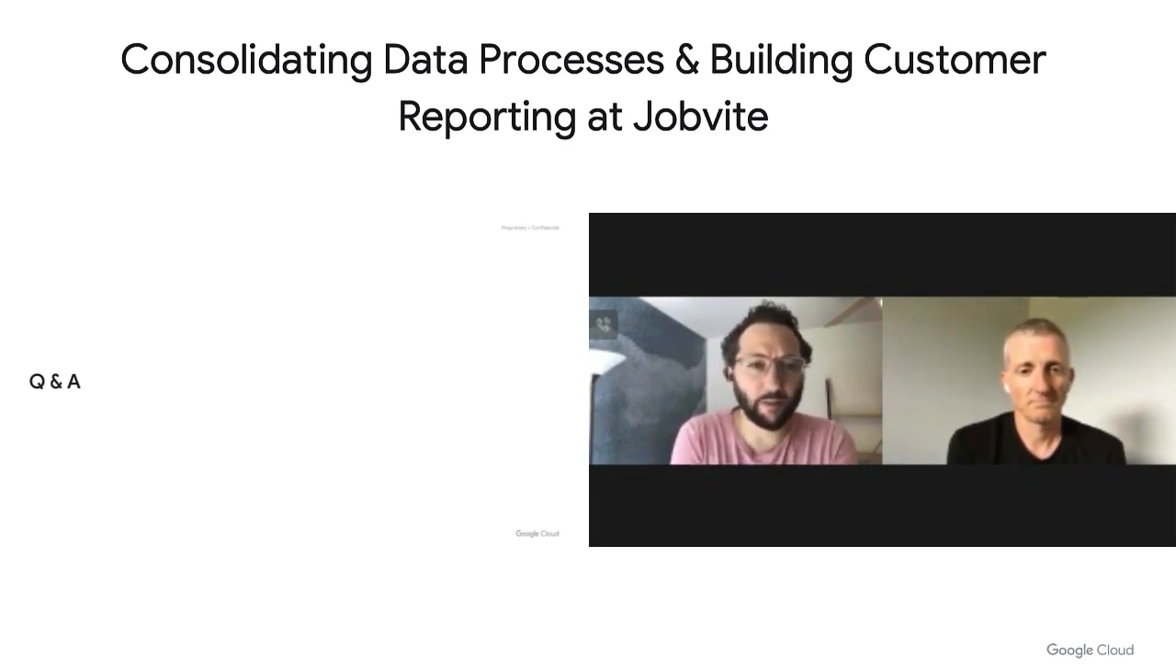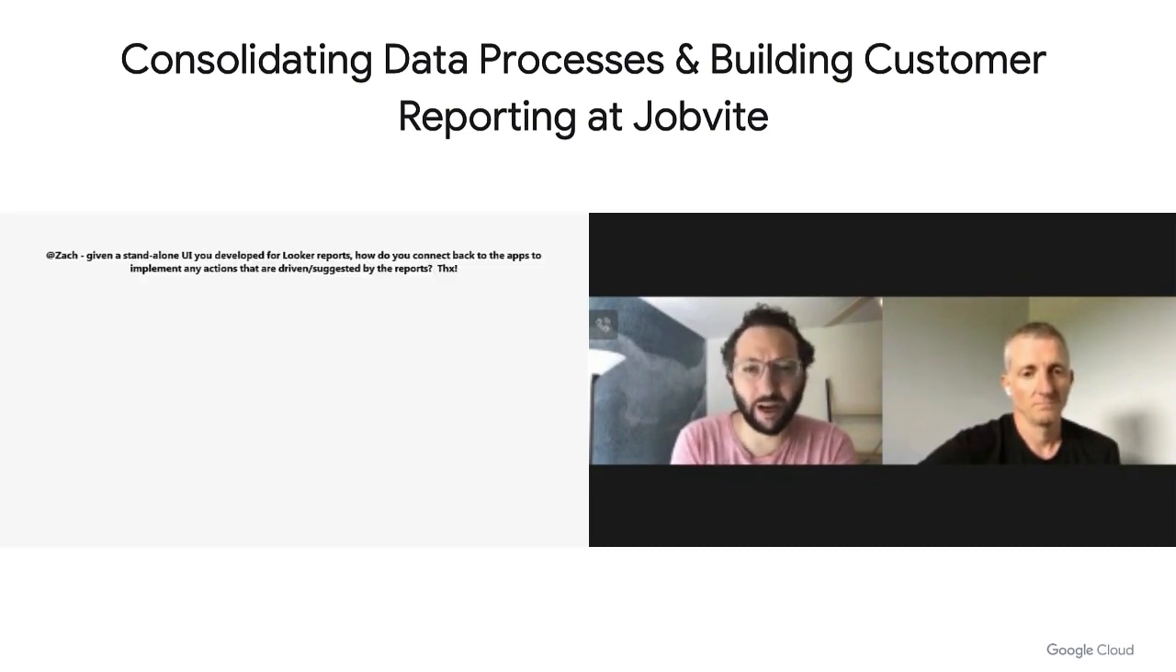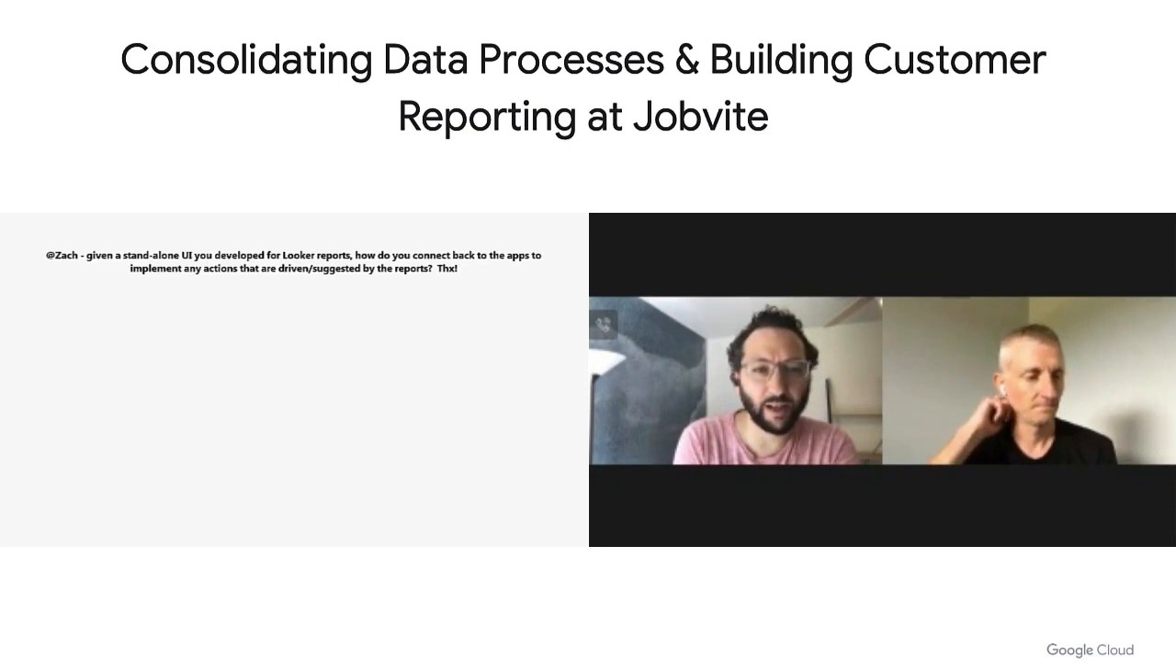All right, I'm going to pass the virtual mic to the audience. So we've got a good question from Eugene. He said, given a standalone UI that you developed for Looker reports, how do you connect back to apps to implement actions that are driven or suggested by the report? So data comes in, says, oh, this channel is not delivering, this other channel is really over delivering. We need to make some tweaks based on that. How do you sort of connect that insight to action?